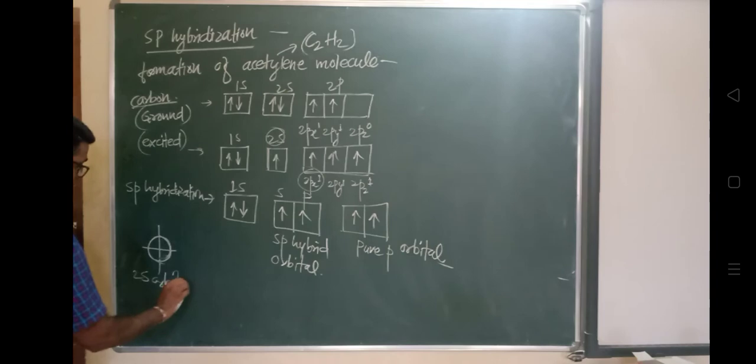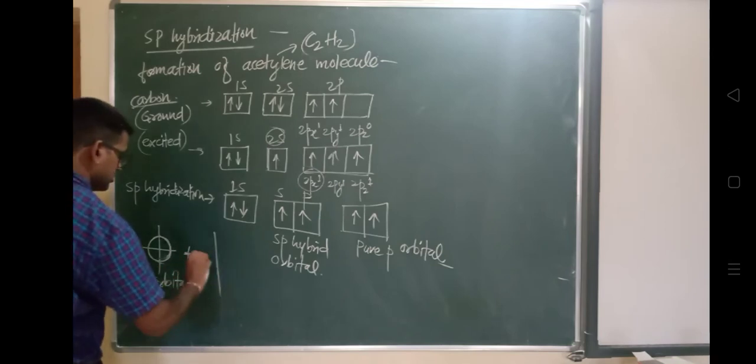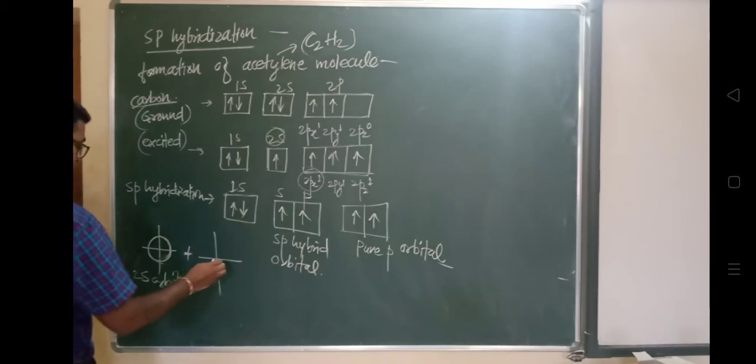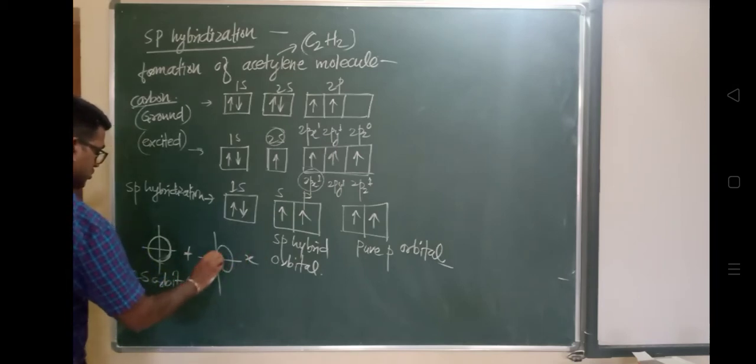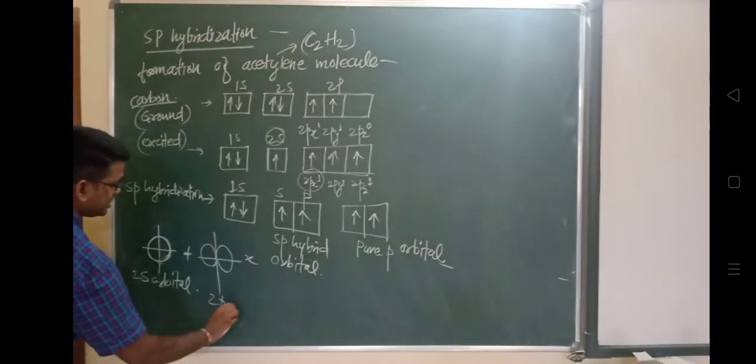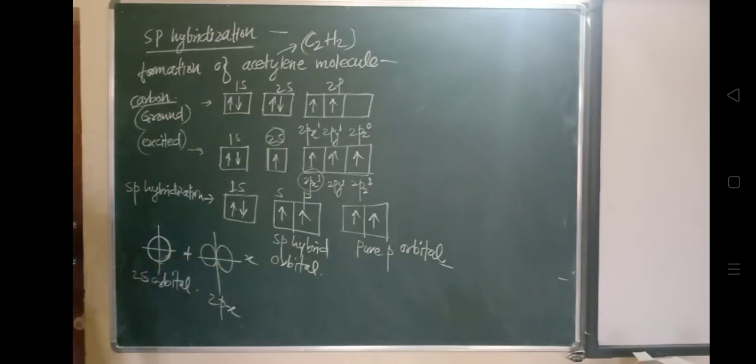Out of these two sp hybrid orbitals, because there are two carbon atoms, you see here, one carbon atom will undergo sp hybridization. This carbon will be bonded with a hydrogen atom. We know that the hydrogen atom has an s orbital, so there will be an sp-s bond, and there will be an sp-sp bond. One sp-sp bond will be present here.